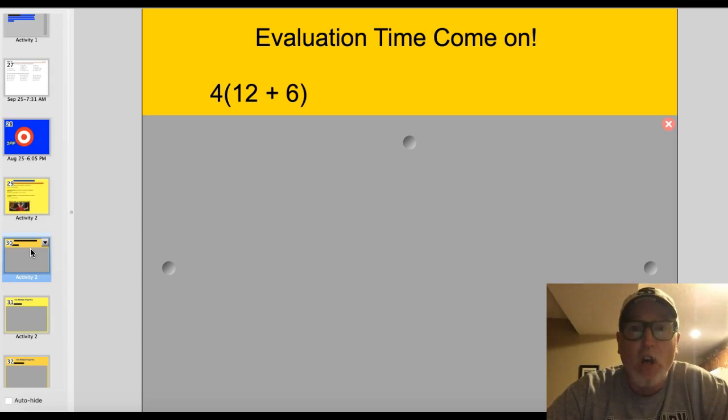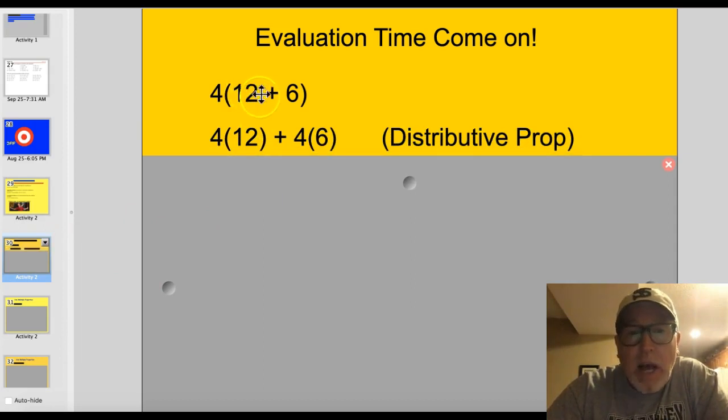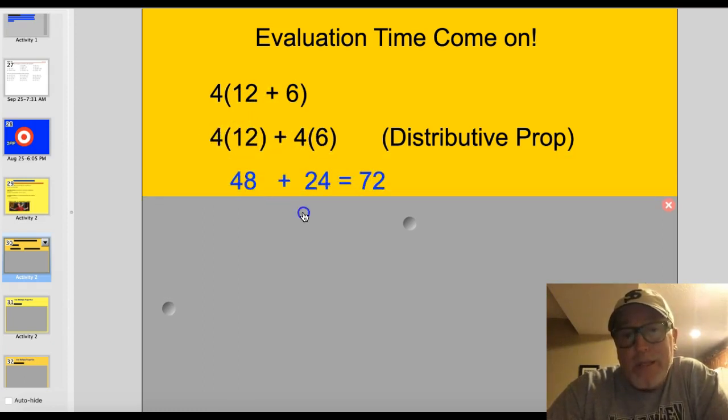Evaluate means solve. Well, if I were going to do this, I know that 12 plus 6 is 18, but I don't know what 4 times 18 is. But I do know that 4 times 12 is 48. I know that 4 times 6 is 24. And I do know that 48 and 24 are 72.